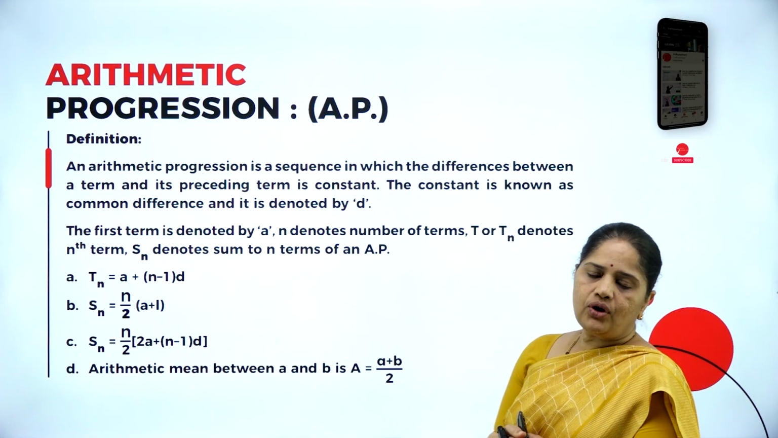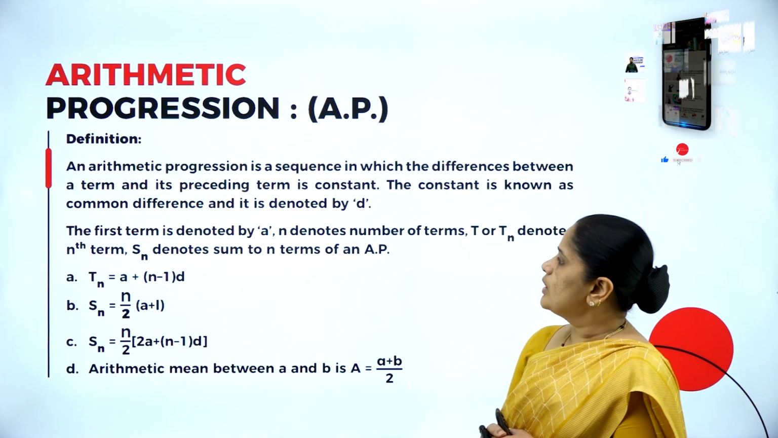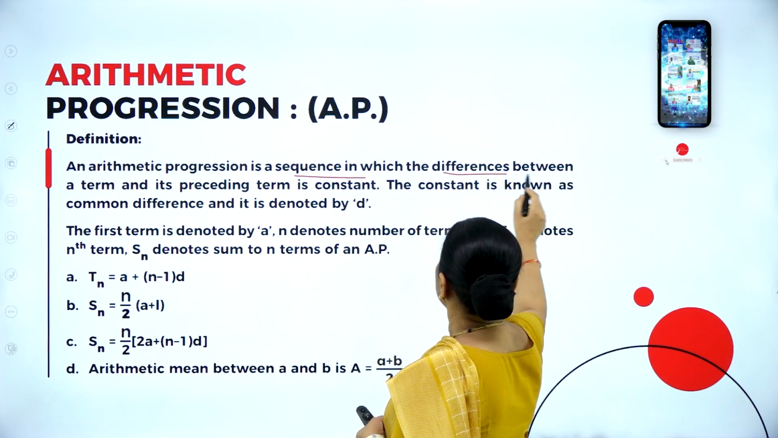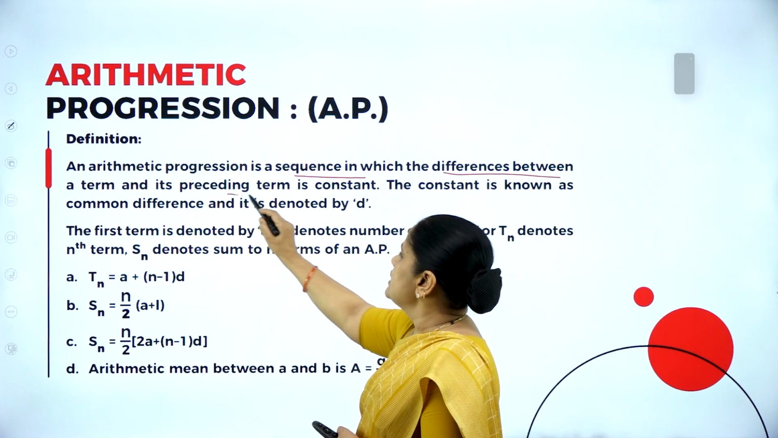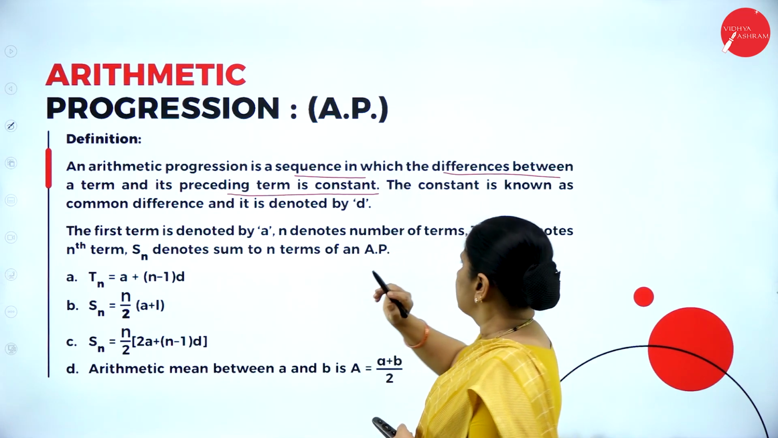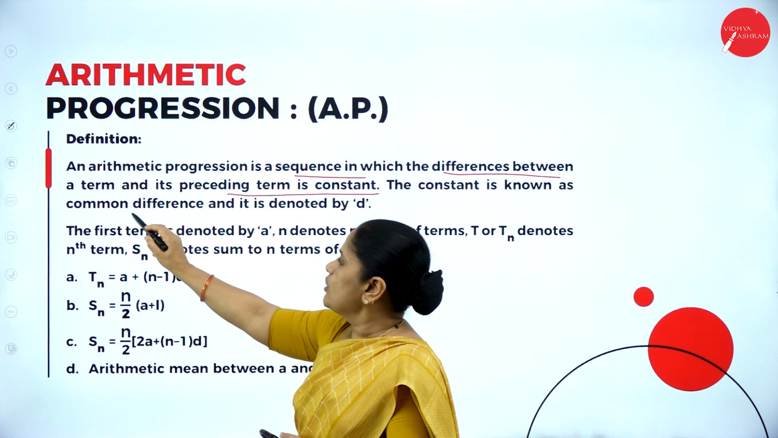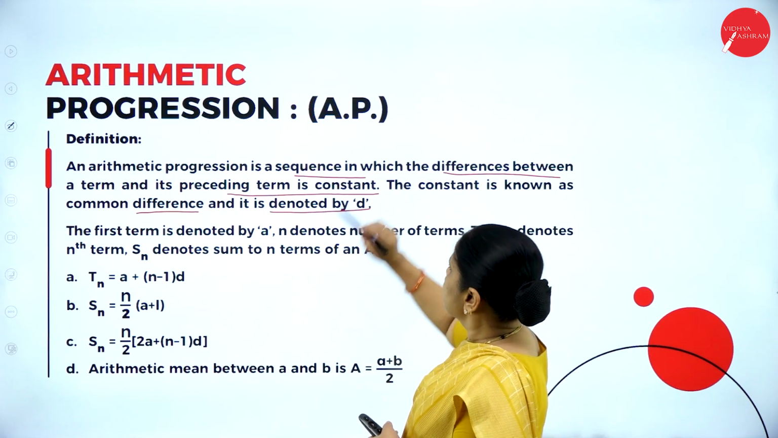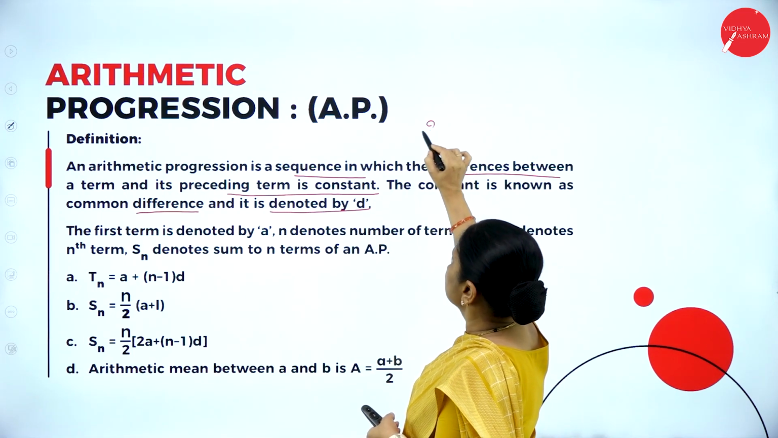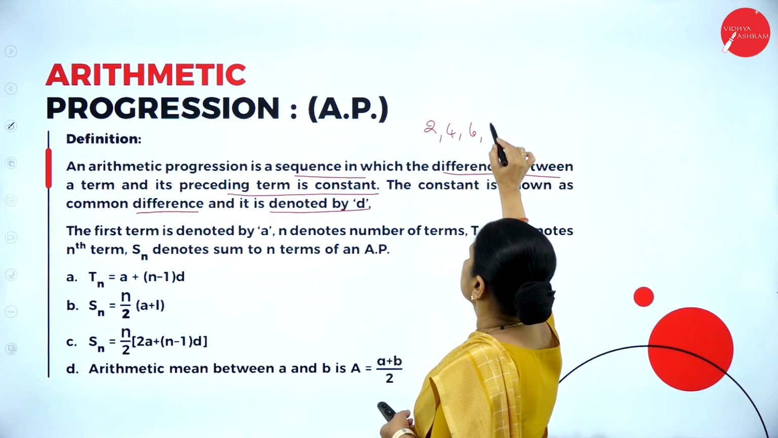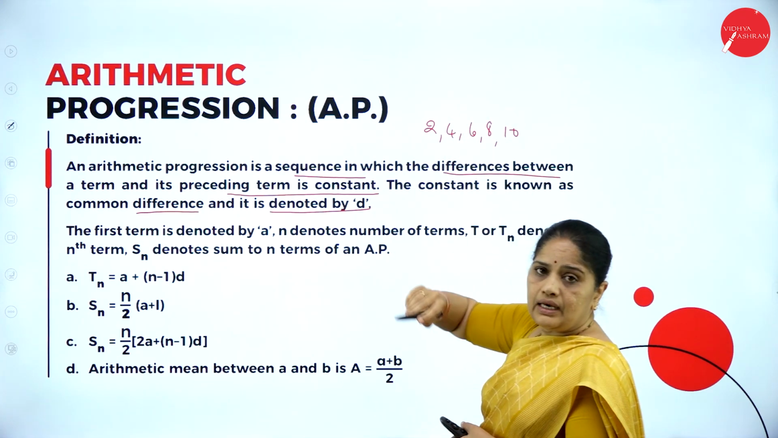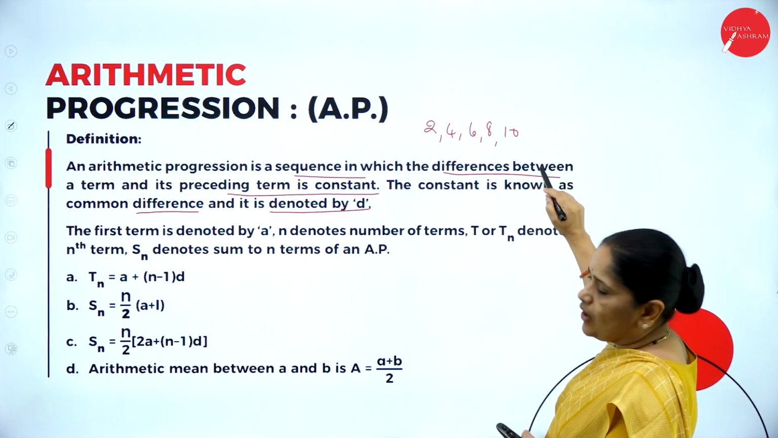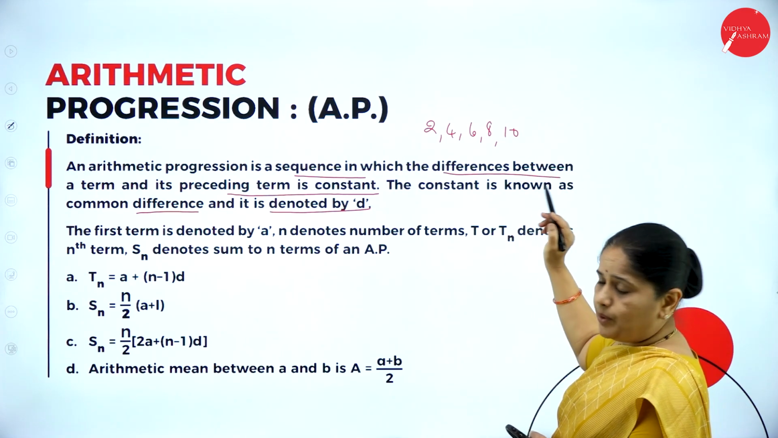Now, let us see what we mean by arithmetic progression. An arithmetic progression is a sequence in which the difference between a term and its preceding term is constant. The constant is known as the common difference and it is denoted by D. For example, I give you a sequence 2, 4, 6, 8, 10. This is a sequence of numbers, and we call it a sequence or a progression.